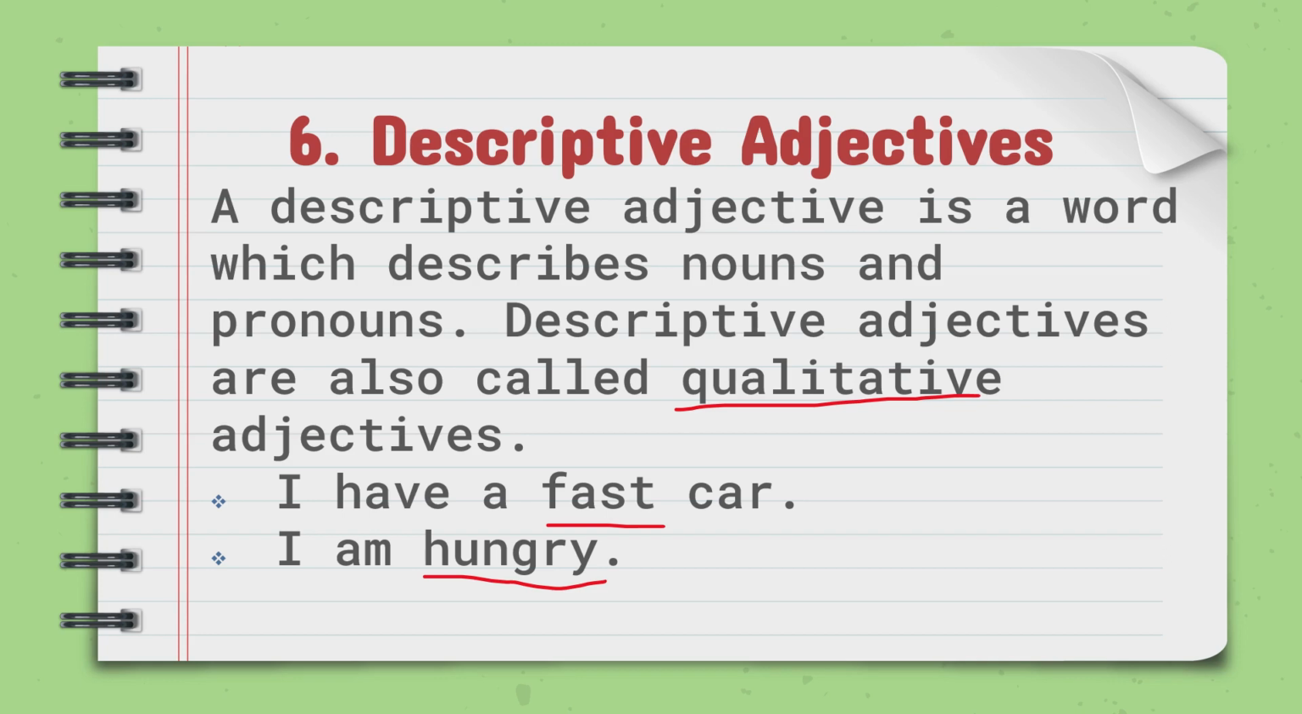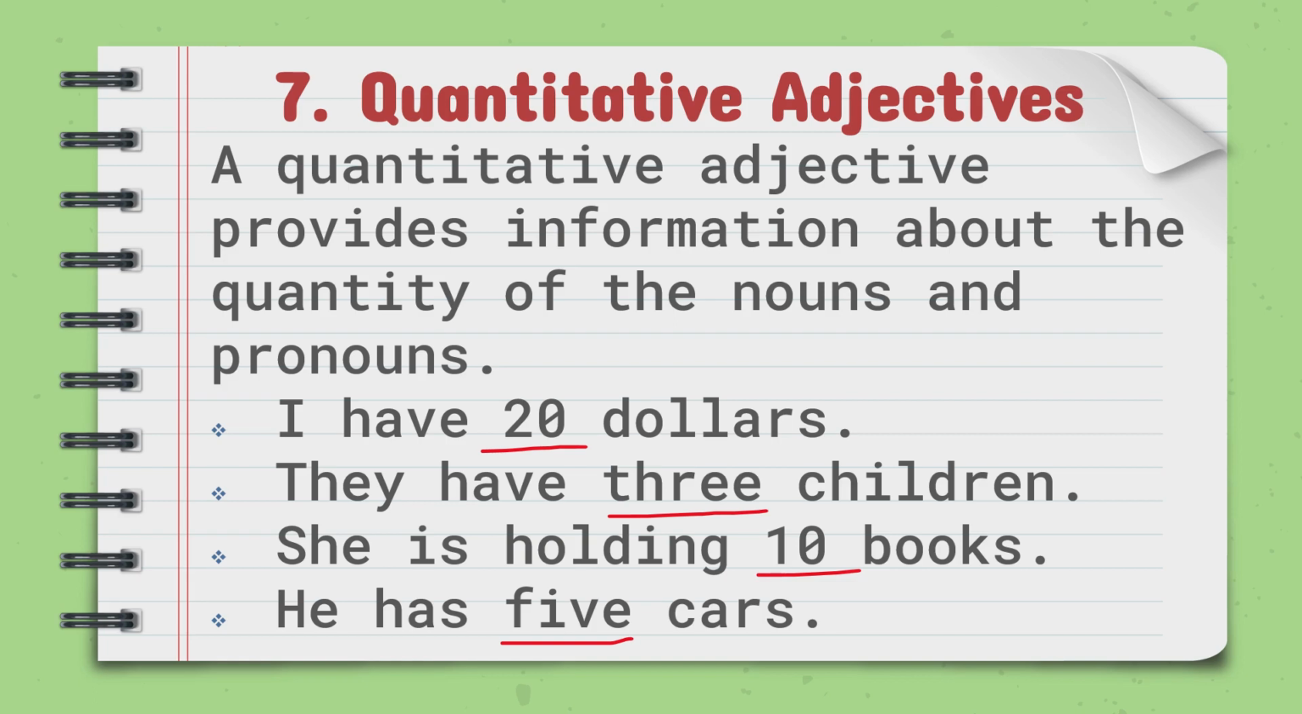It tells us that I am hungry. I, the subject, is hungry right now, right? So the word hungry here is a descriptive adjective. Next up, we have quantitative adjectives. A quantitative adjective provides information about the quantity of the nouns and pronouns. It tells us how much there is of something.